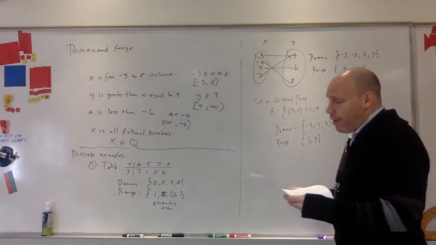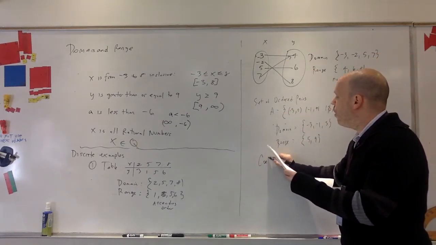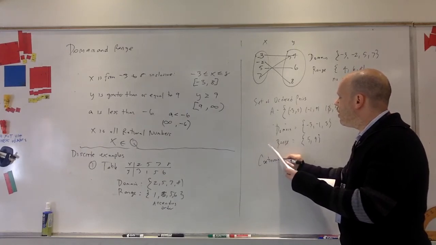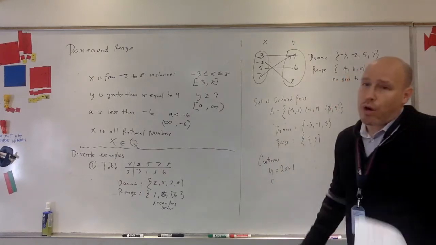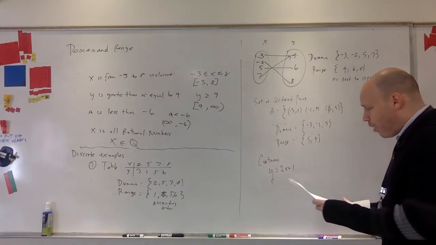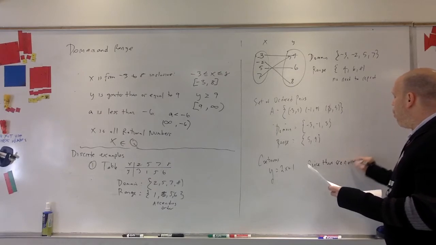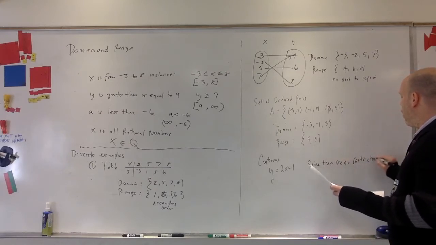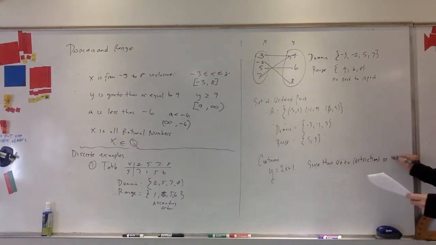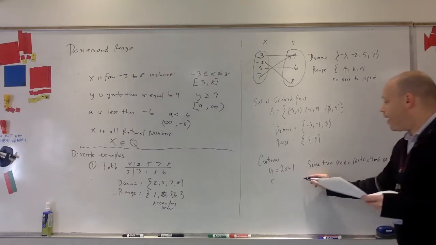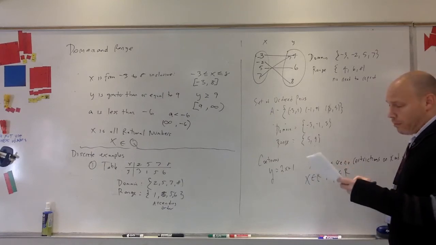The last thing we want to look at, well, this is discrete. Let's look at something continuous. For example, how about y equals 2x plus 1. So we're going to start to look at equations. We look at this and say, since there are no restrictions on x and y, the domain is x is all reals, and the range is y is all reals.